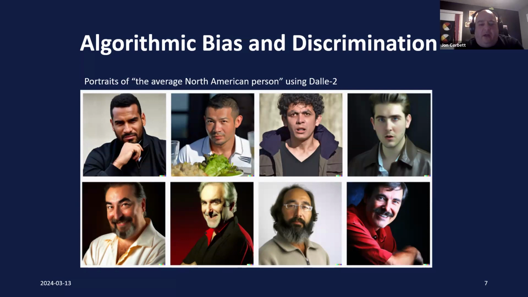So I went to DALL-E and I just typed in, give me a portrait of the average North American person. And these were the first 8 results that I got. I recognize that there's no females in that list or in these images. I was expecting actually a lot more white male, because it all comes down to how you define what average means. How does the system determine what average means?